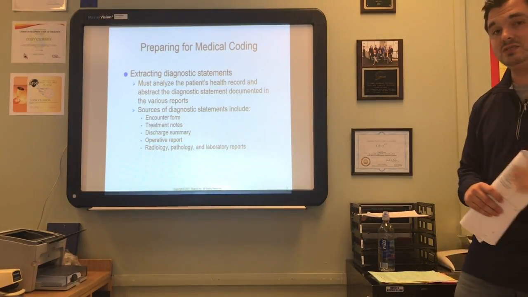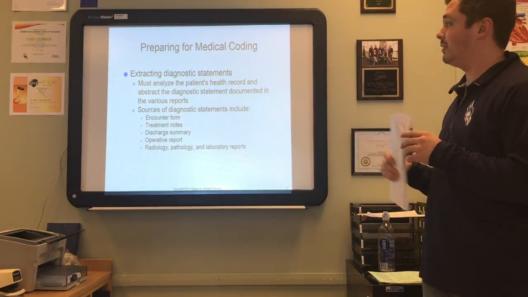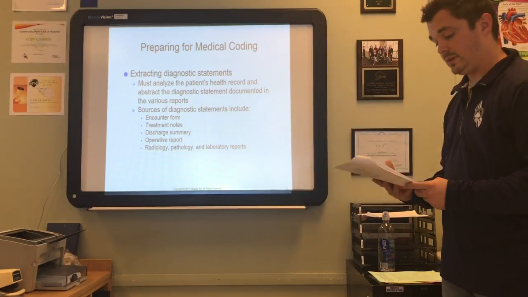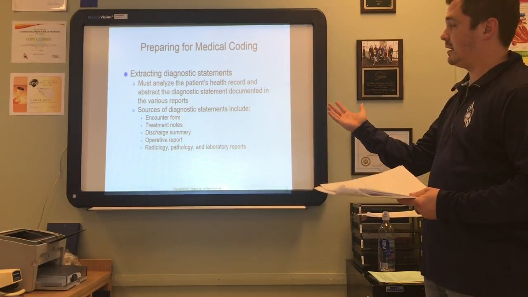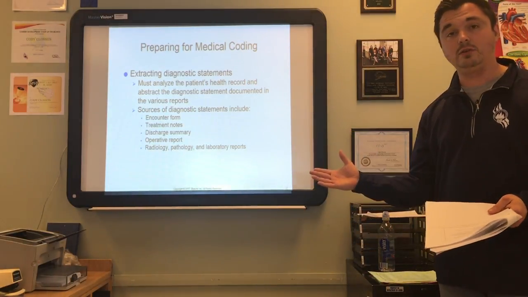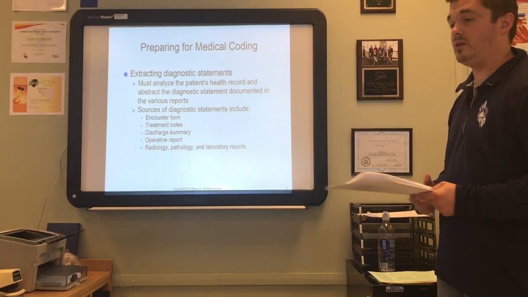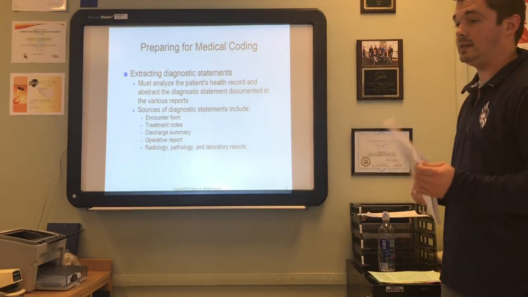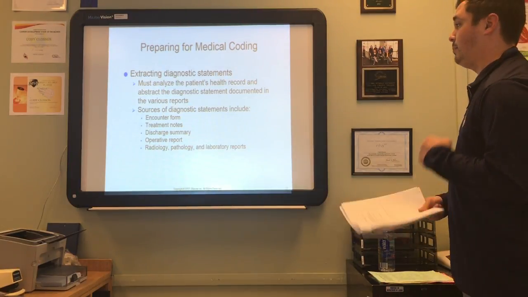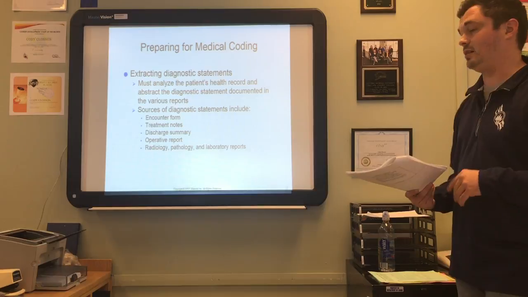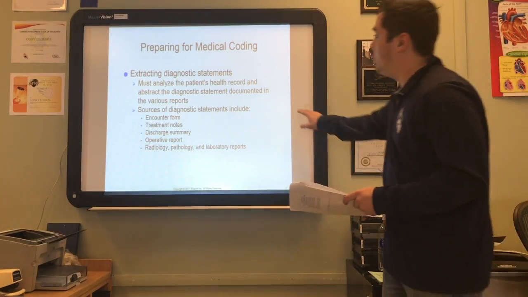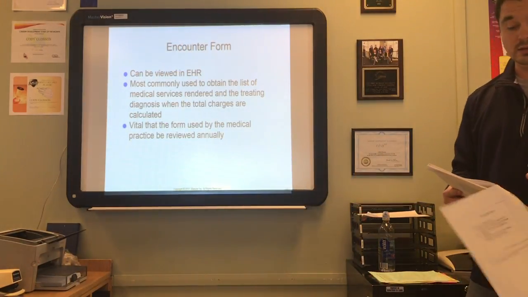As medical assistants, we have to analyze the patient's health record and abstract the diagnostic statement documented in various reports. All right. So there are different sources of diagnostic statements that could include the encounter form. Another name for the encounter form is a superbill, so it's important to know that as well. That will be a question on your CMAA exam. You can find diagnostic statements in treatment notes, in the discharge summary, in operative reports, as well as in the radiology, pathology, and lab reports. So those are all different places to find the diagnosis.